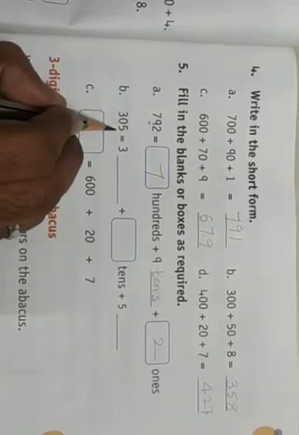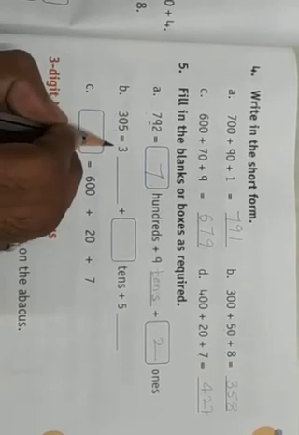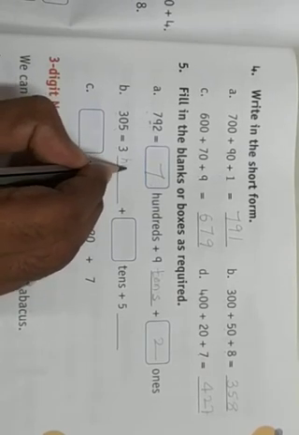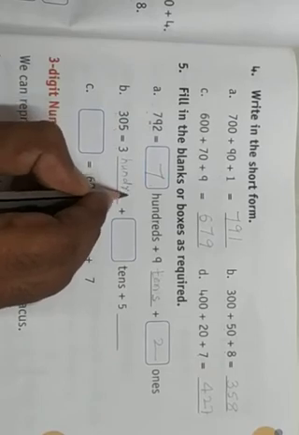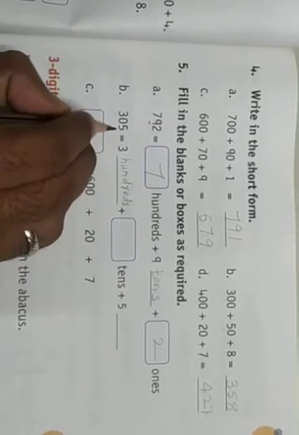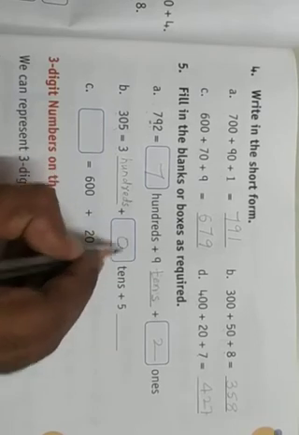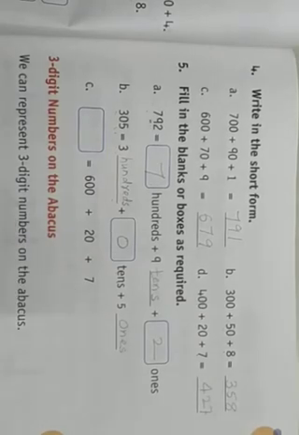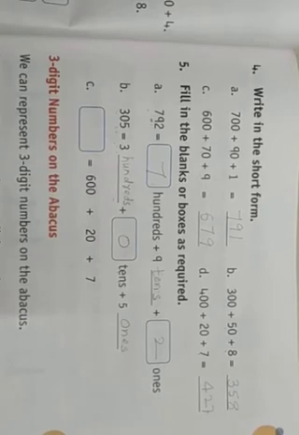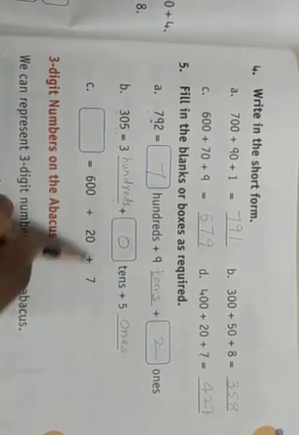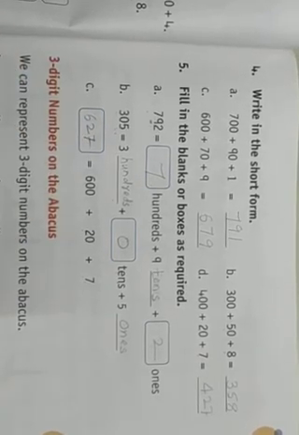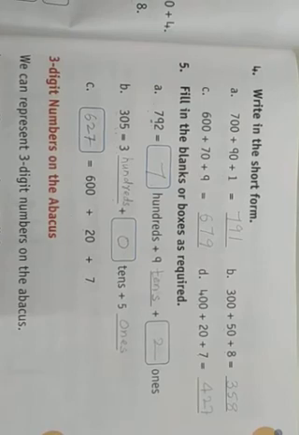Here, 305. So 305 is 300s plus 0 tens and 5 ones. Got the idea? Alright. Next is the expanded form of 627. 627, right? That's it.